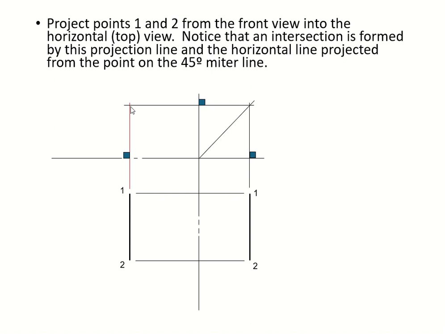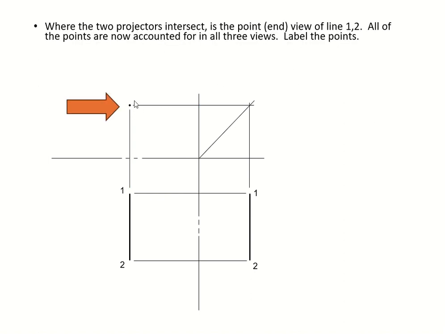And we've got an intersection right here. So that's what it's saying here. Notice that an intersection is formed by the projection line and the horizontal line projected from the point on the 45 degree miter line. So look at that, we've got our lines. With the two projectors, the first projector here and second projector here, is the point. That's your end view of your line 1 and 2. Since it is a line, you only get a point here in your projection. So now all of the points are accounted for in the front, right, and top views.